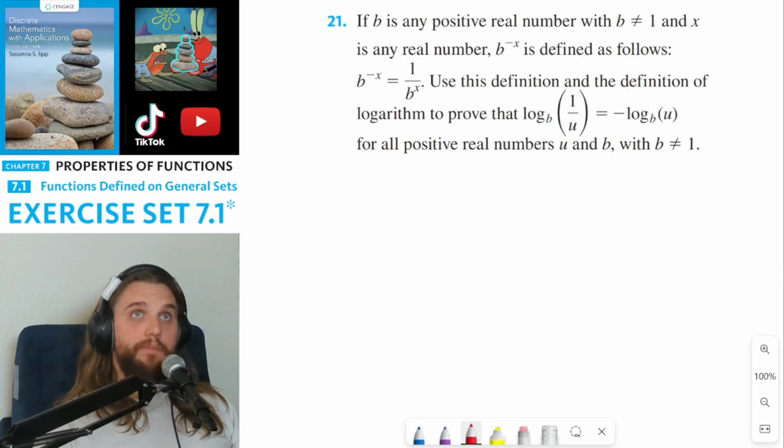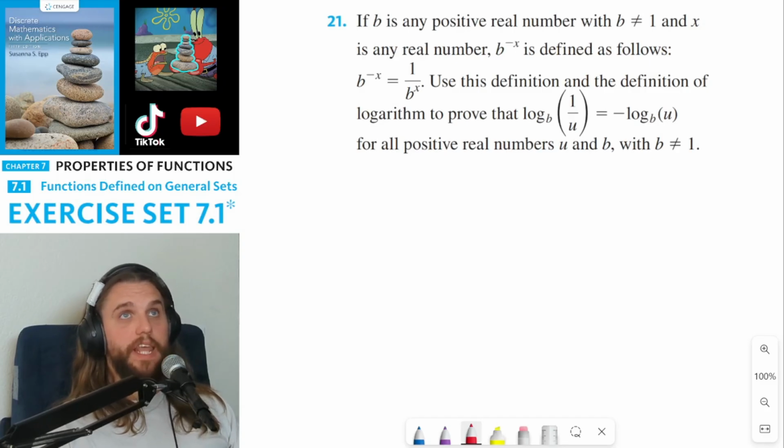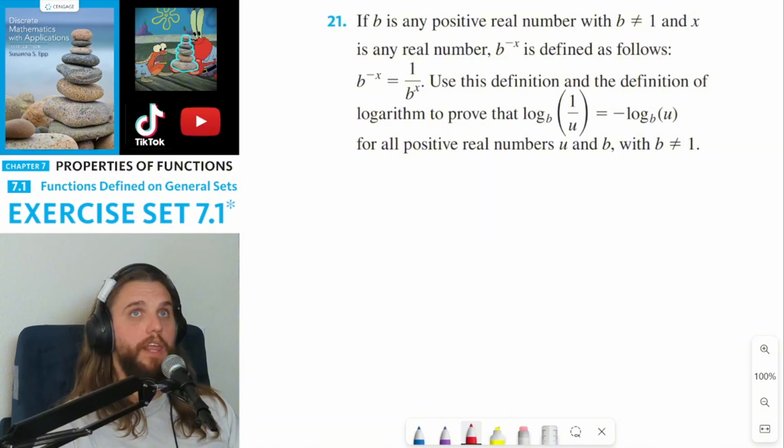If b is any positive real number with b not equal to 1 and x is any real number, b to the negative x is defined as follows. B to the negative x equals 1 over b to the x. Use this definition and the definition of logarithm to prove that log base b of 1 over u equals negative log base b of u for all positive real numbers u and b with b not equal to 1.